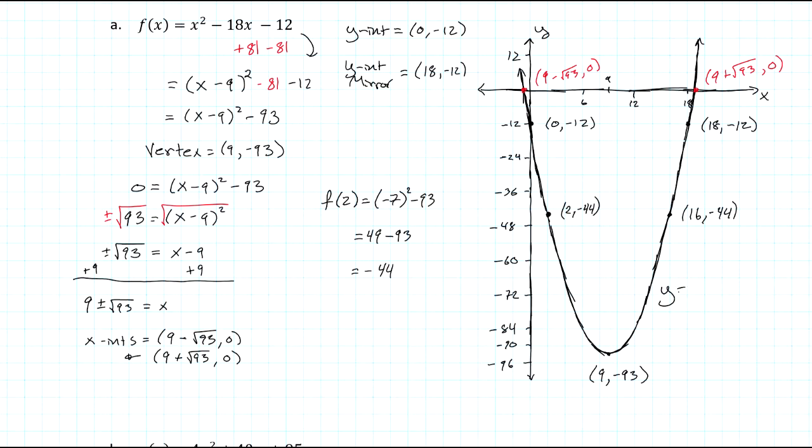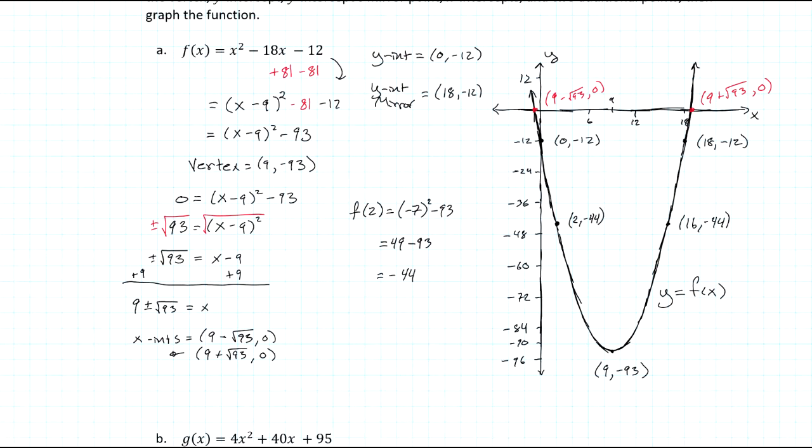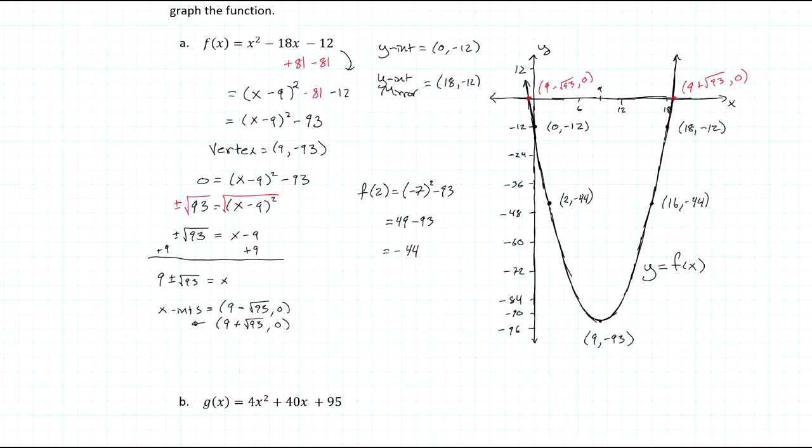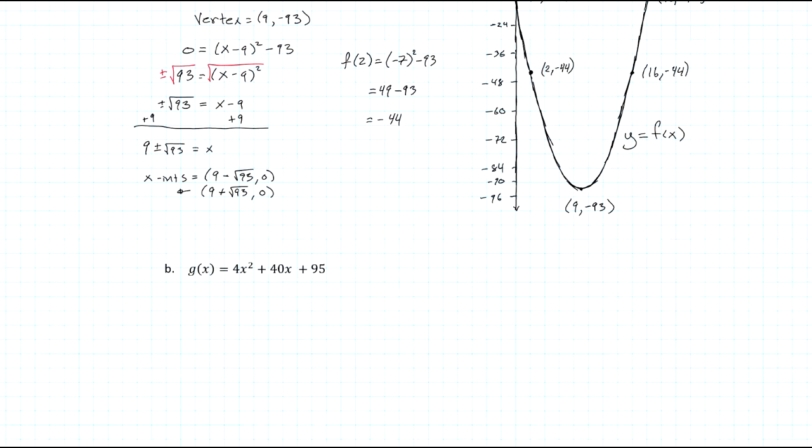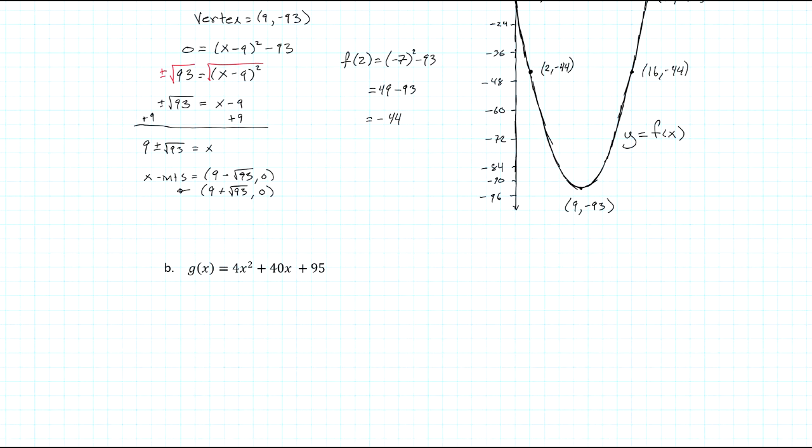Go ahead and sign off. Y equals f of x for the signature on this one, labeling the graph. And we're going to call it good. Let's move on to the next one. Let's see what kind of trouble we get in here.